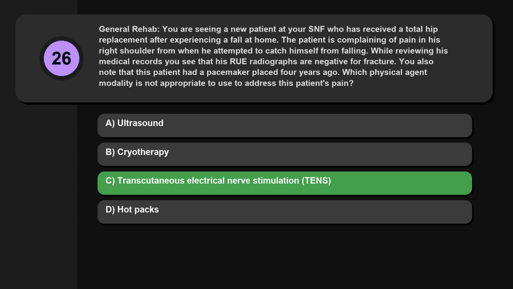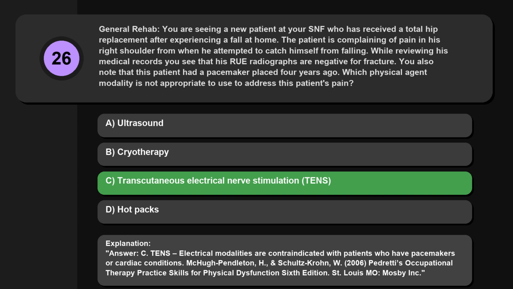Transcutaneous electrical nerve stimulation, TENS. Answer: C. TENS. Electrical modalities are contraindicated with patients who have pacemakers or cardiac conditions. McHugh Pendleton, H., and Schultz-Krohn, W., 2006, Pedretti's Occupational Therapy Practice Skills for Physical Dysfunction, 6th edition. St. Louis: Mosby, Incorporated.